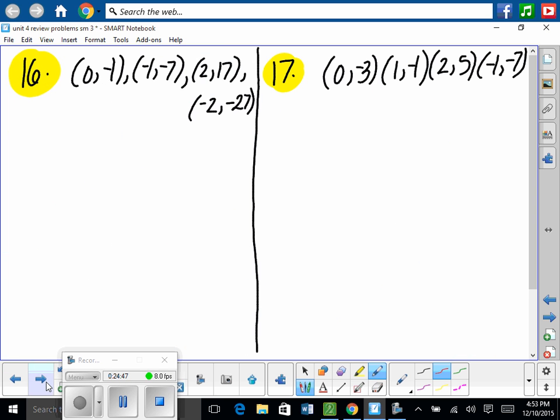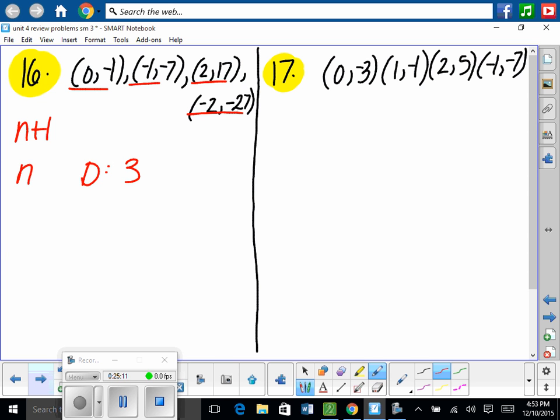Okay, number 16 is the easiest. It says, what polynomial has a graph that passes through these points? So we use the n plus 1 point principle. If we have 1, 2, 3, 4 points, you always use one less than that for the degree. Since there's 4 points, this is degree 3.